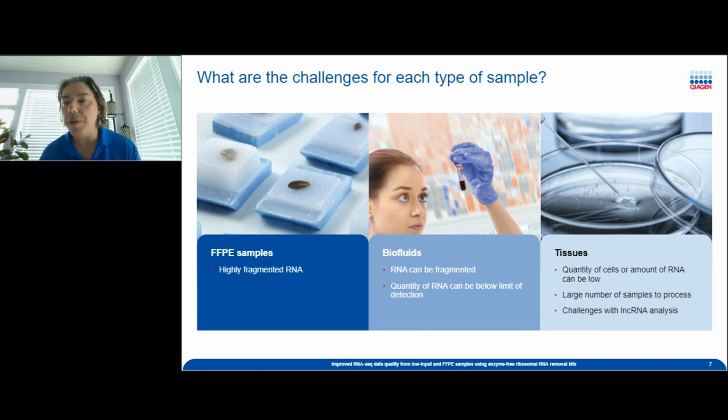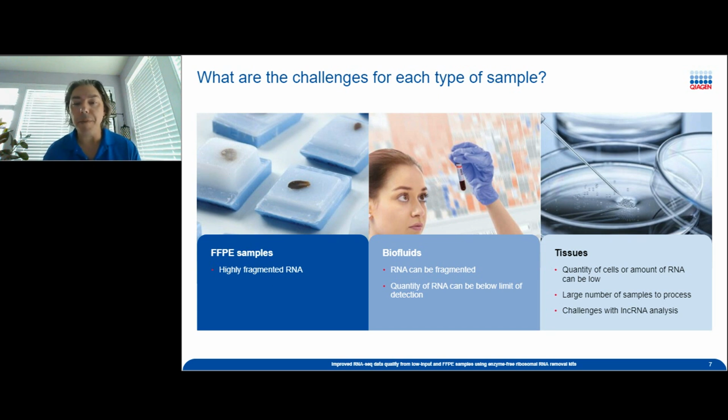For FFPE samples, the biggest challenge is that the RNA is going to be fragmented, and you need a method that will work on RNA fragments from 100 bases on up. For biofluids, the RNA is going to be fragmented, and the amount of RNA in those samples may even be below the limit of detection. However, there is RNA there, and we can build libraries from it if we can get around the ribosomal RNA problem and we have very sensitive kits.